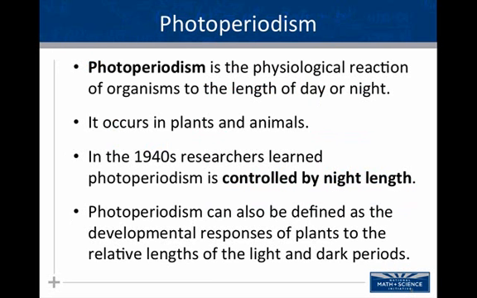Now, photoperiodism is a physiological reaction of organisms to the length of day or night. It occurs in both plants and animals. In the 1940s, researchers learned photoperiodism is controlled by night length. Okay, so there's a critical dark period that these plants have to be exposed to. An example of photoperiodism is when a plant doesn't bloom during the increased darkness of wintertime. The photoperiodic effects relate directly to the timing of both light and dark periods.